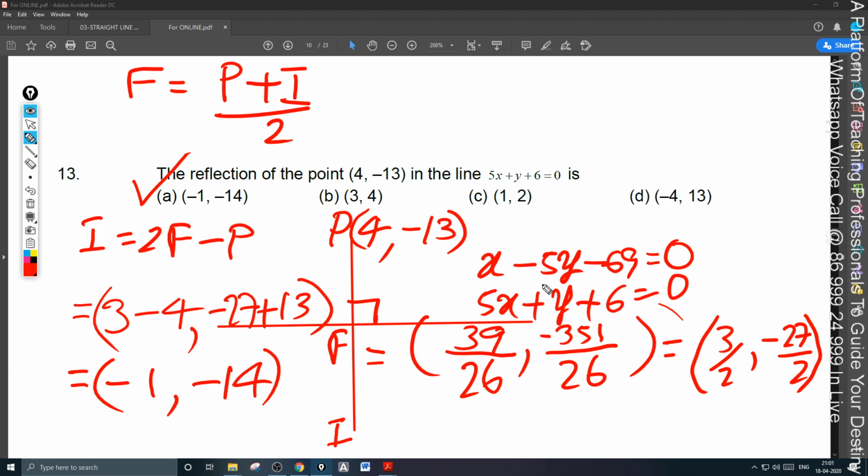Those who are not aware of this cross multiplication method, please learn it to solve the questions directly. Not only here, solving two linear equations comes up everywhere throughout mathematics, somewhere or other. So solving these two through the cross multiplication method, within one step I got the foot of the perpendicular, 3 by 2 comma minus 27 by 2. F I have got, but F is nothing but the midpoint of P and I, that is (P + I)/2. So I need I, which is nothing but 2F minus P. That's what I did. Twice F means multiply F with 2, you get 3 comma minus 27. Minus P means subtract this point, minus 4, minus of minus 13. So your answer is minus 1, minus 14. If you want the verification, it is done like this.